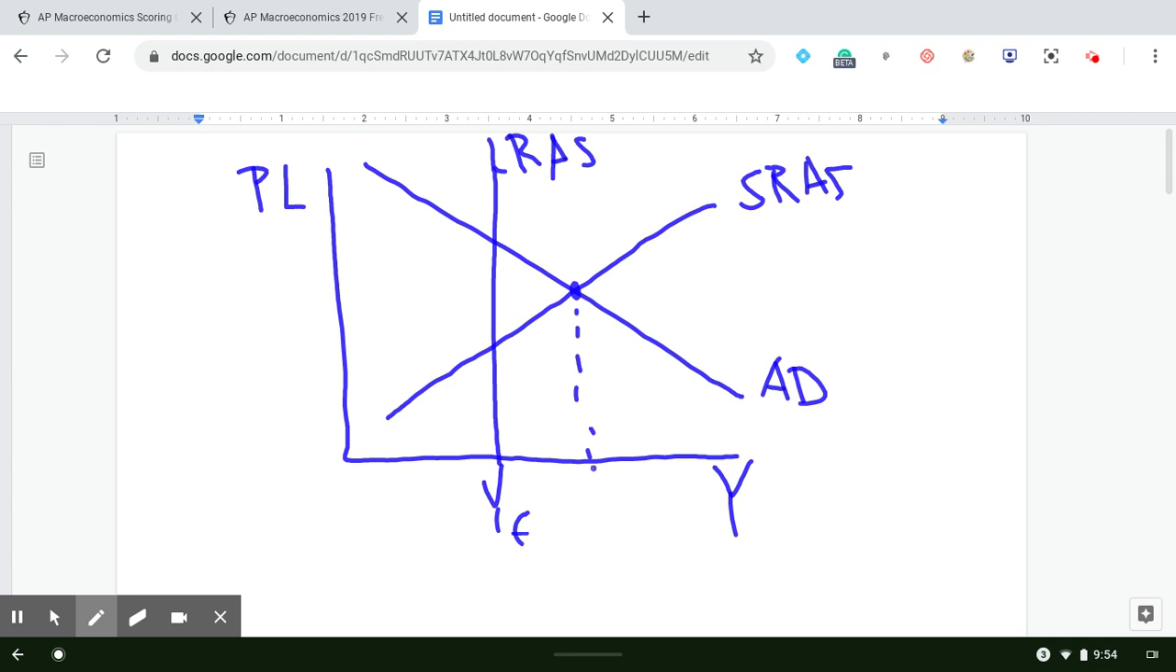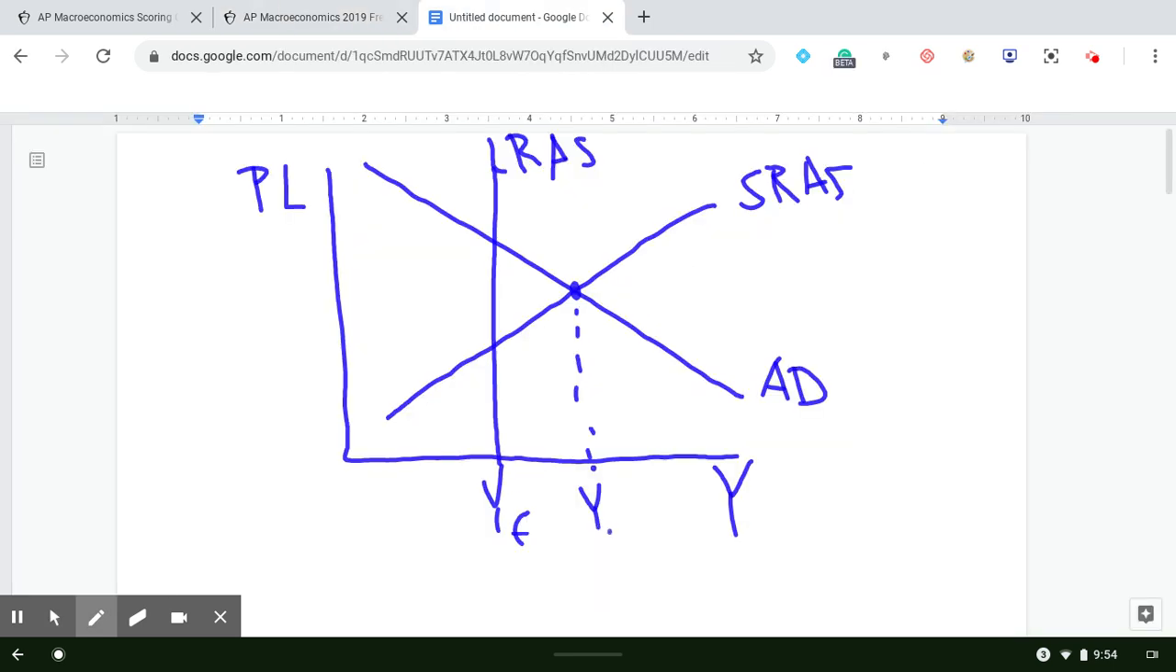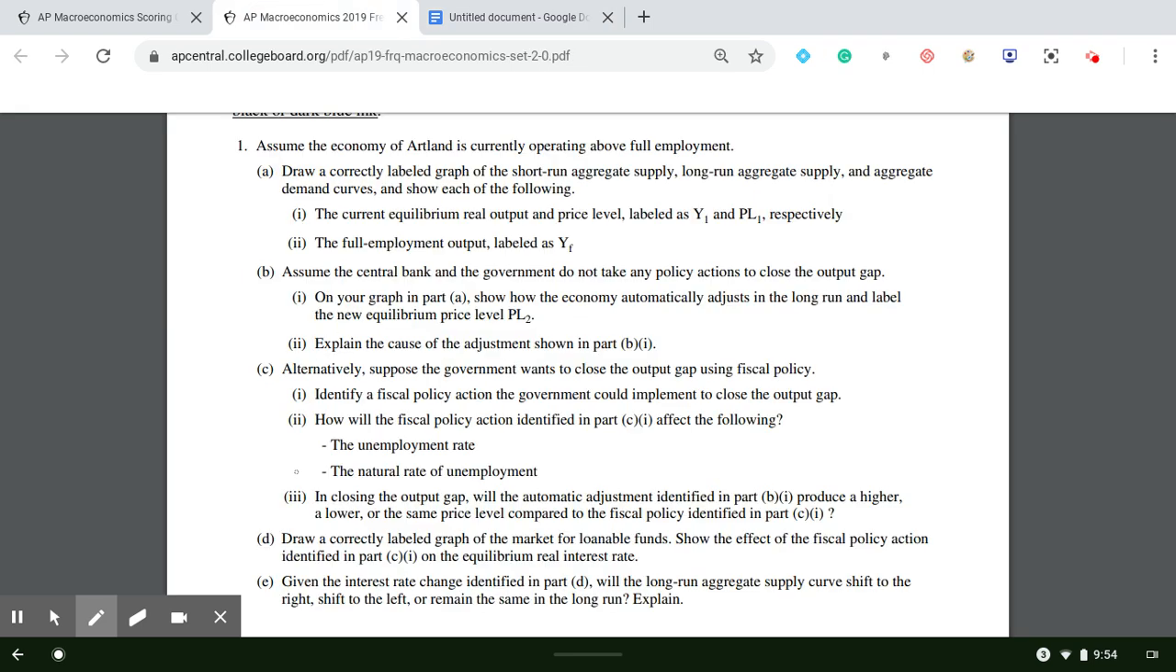Just for proper labeling, Y sub 1 and PL sub 1. And I drew it to the right of the long run aggregate supply curve because we're above full employment. Assuming the central bank and the government do not take any policy actions to close the output gap, on your graph, show how the economy automatically adjusts in the long run and label the new equilibrium PL sub 2. Explain the cause for the adjustment shown in B sub 1.